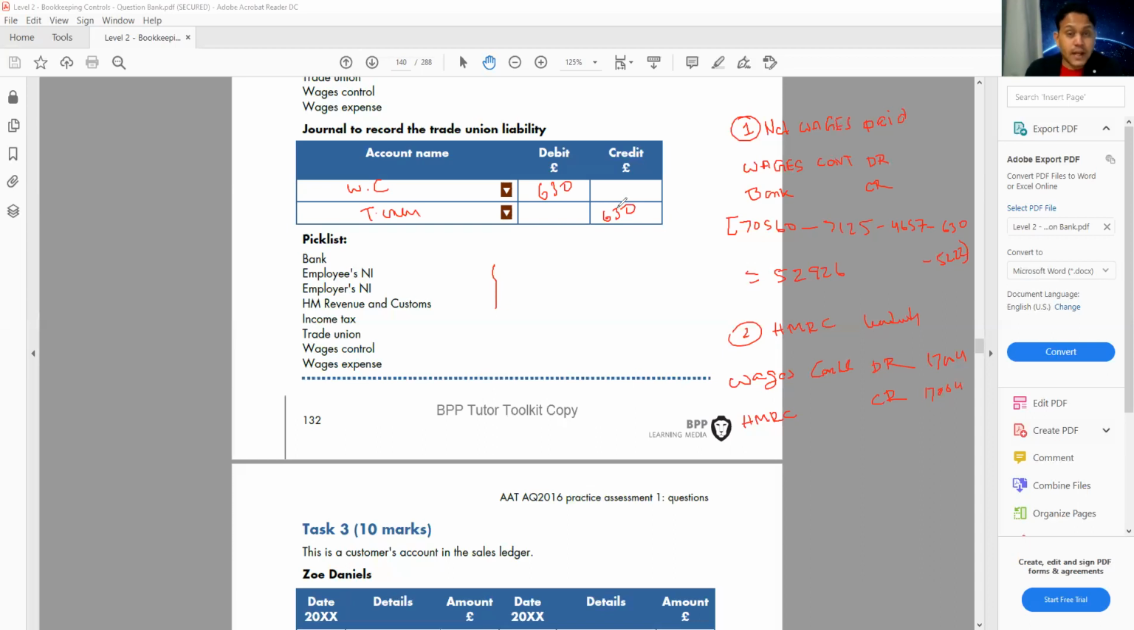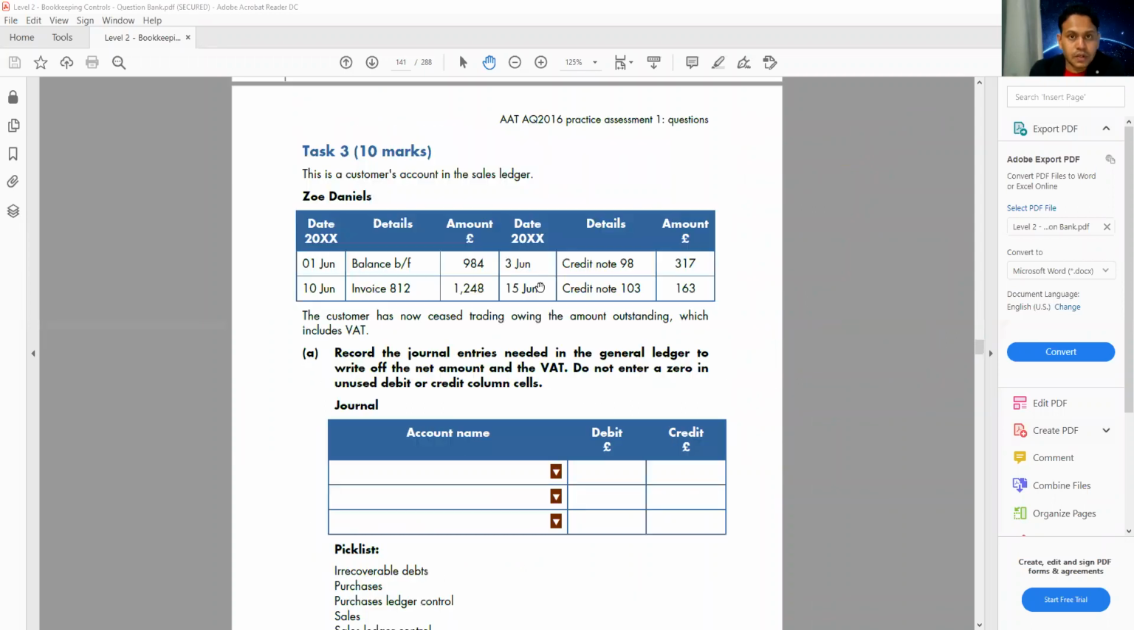All right, so any question before we move to the next question? If you have any question, we can discuss more. No, so let's move on then. Let's move on to the next question we have, task number 3. On task number 3, we'll have a look at the question.